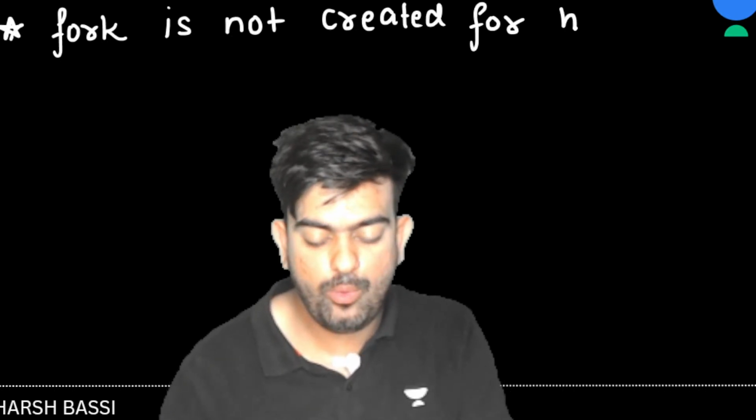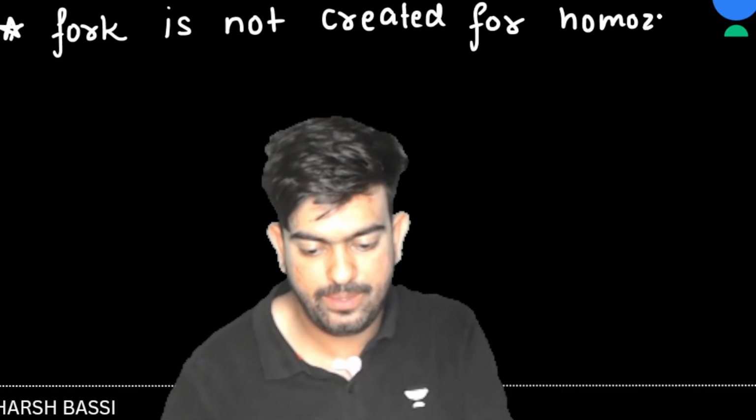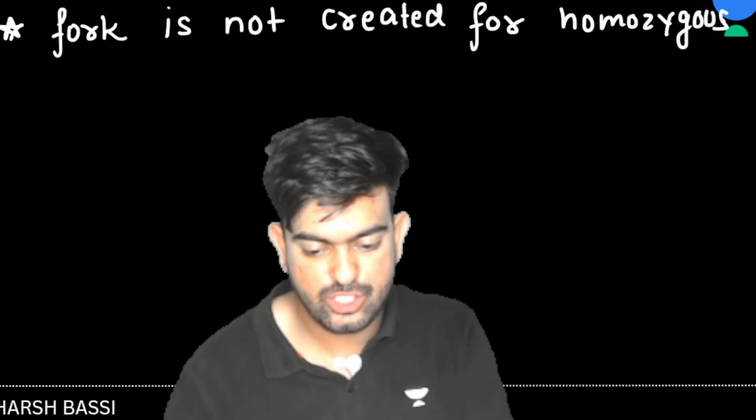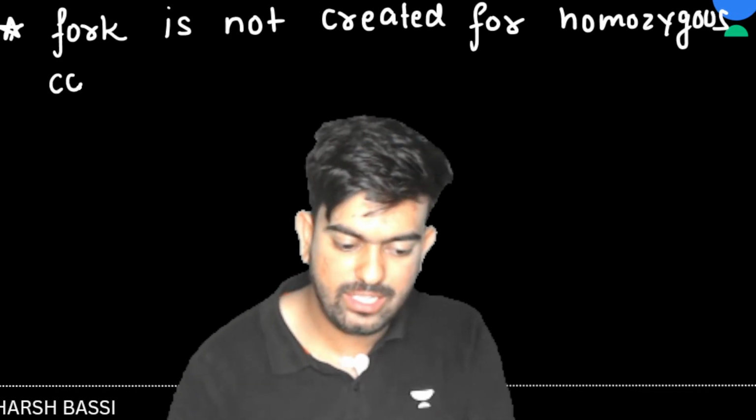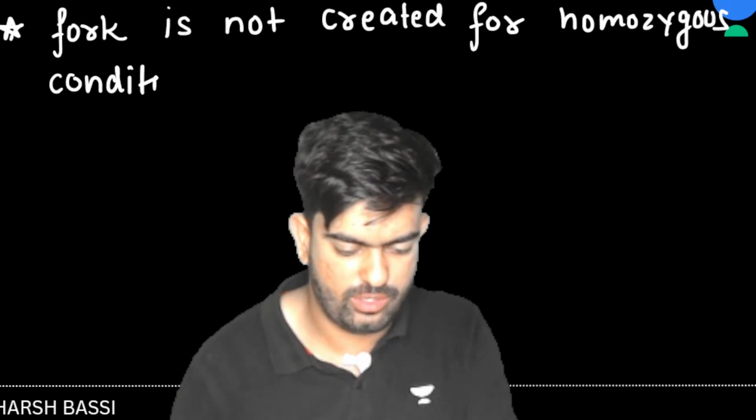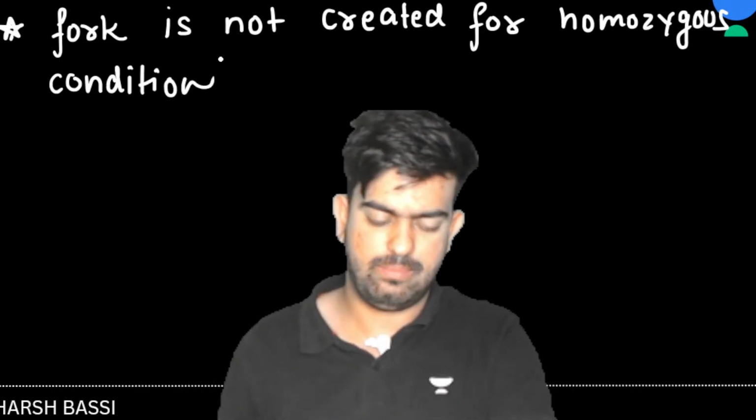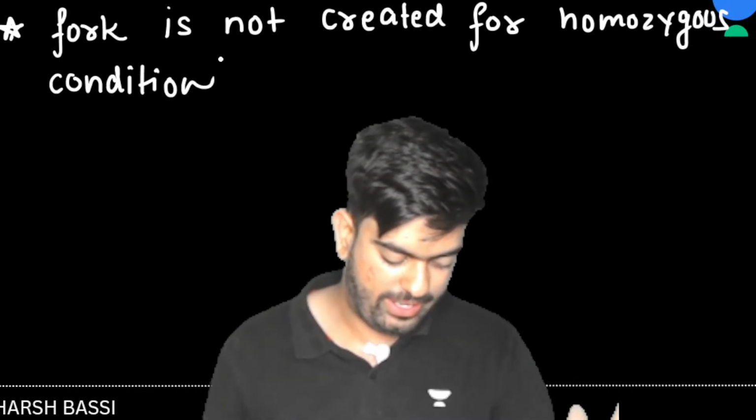For homozygous condition, a fork is not created. There is no need of creating the fork. Clear? Just keep this thing in mind. Rest, everything will be fine to you.